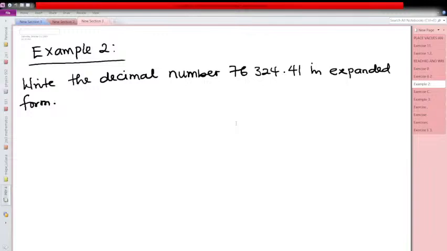Now we should write the following in expanded form.